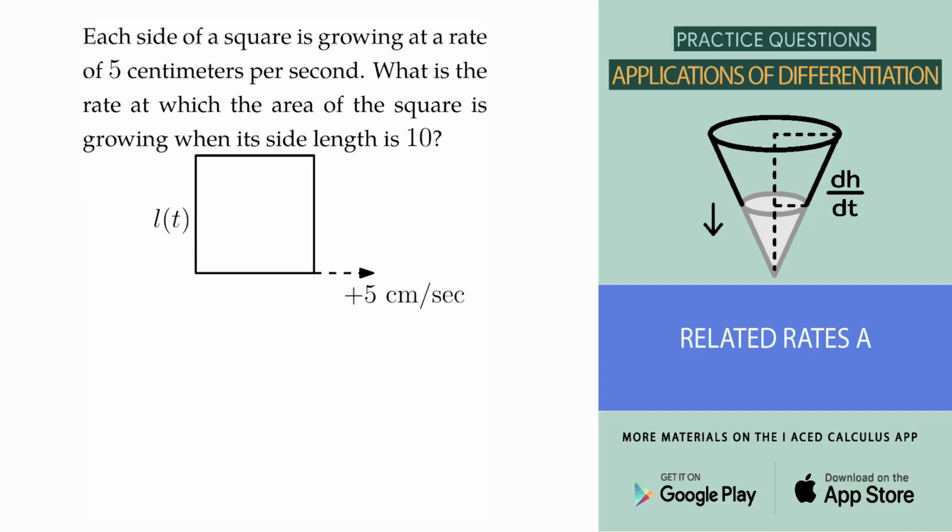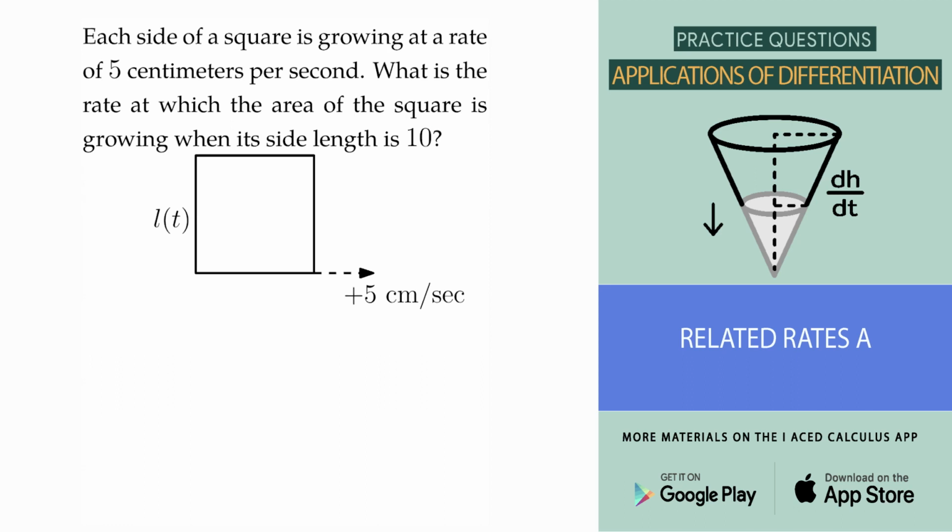Applications of differentiation, related rates practice A. Each side of a square is growing at a rate of 5 centimeters per second. What is the rate at which the area of the square is growing when its side length is 10?